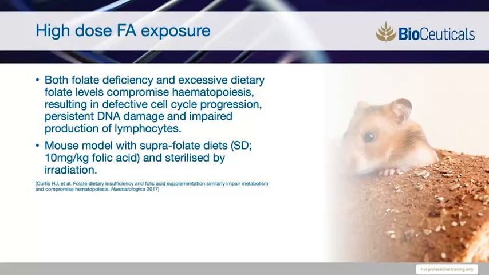So both folate deficiency as well as excessive dietary folates, really this should be more so folic acid, because the study is on folic acid rather than dietary folates, lead to compromised red blood cell formation, resulting in defective cell cycle progression, persistent DNA damage, and impaired production of lymphocytes, so affecting the white blood cells and the red blood cells. This information comes from the study that I've got there, and I've heard people talk about this. So as I said, there are these theories around folic acid and high-dose folate causing functional folate deficiencies, and it actually makes sense. We do know there's this folate trap.